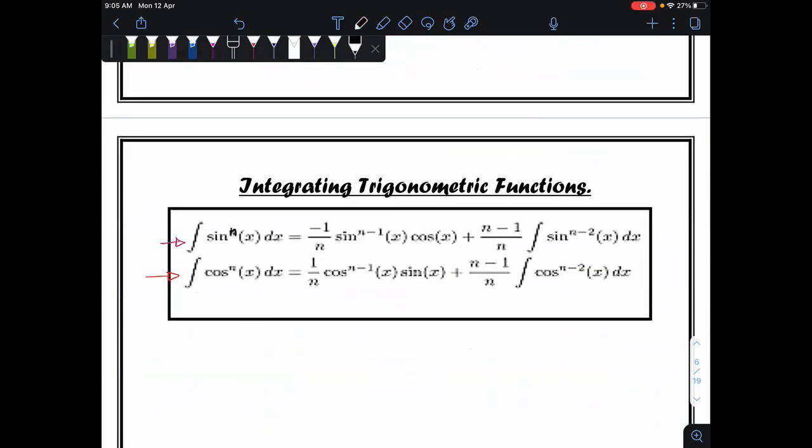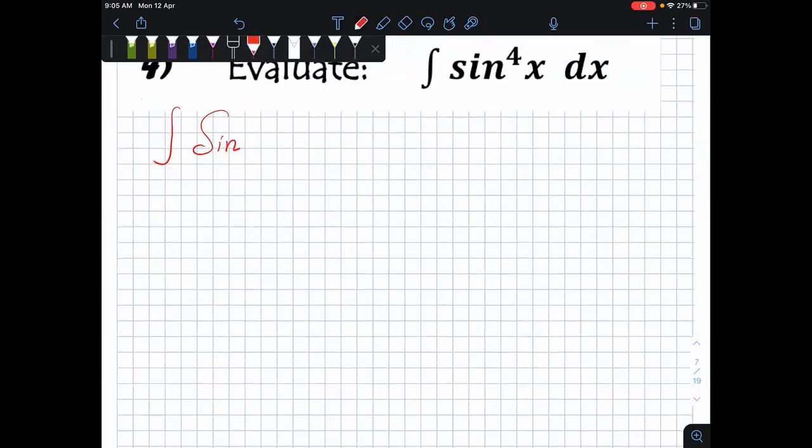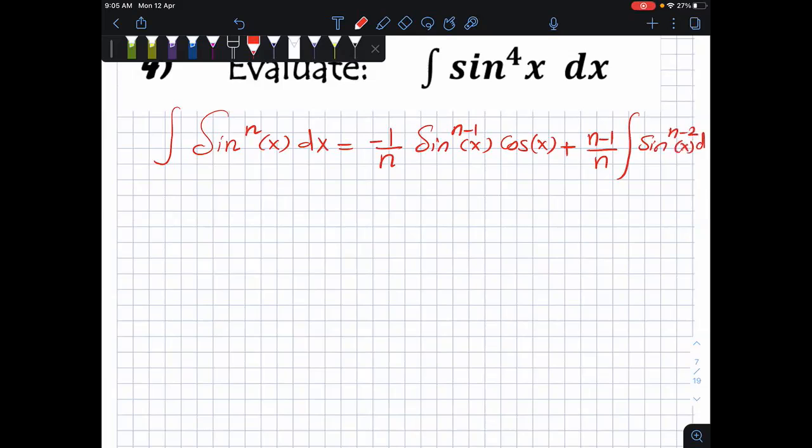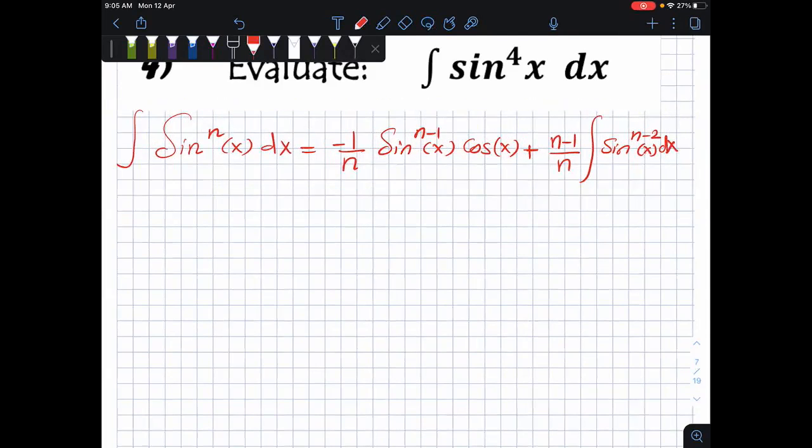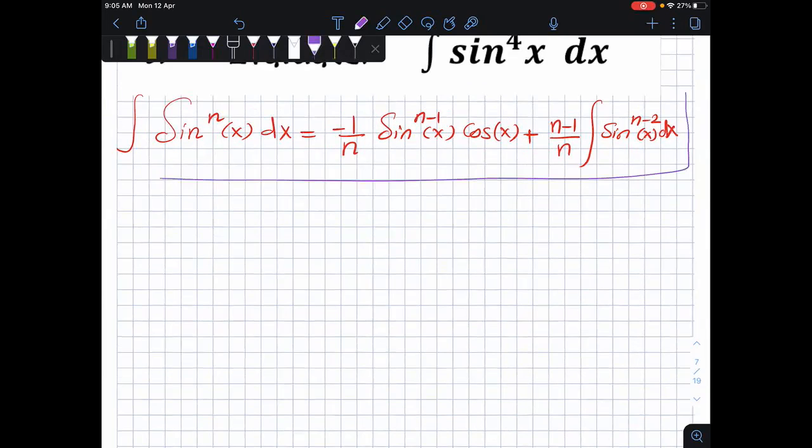The integral of sine to the power of n x dx equals negative 1 over n sine n minus 1 of x cosine x, and then plus n minus 1 over n the integral of sine n minus 2 of x dx. I will write it again here. When we have sine to the power of n x dx, n here is 4. So this is our rule.